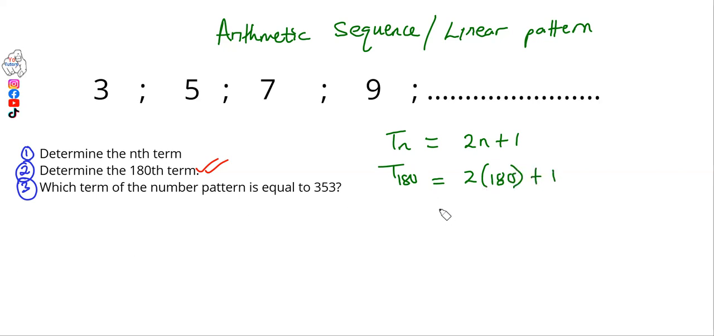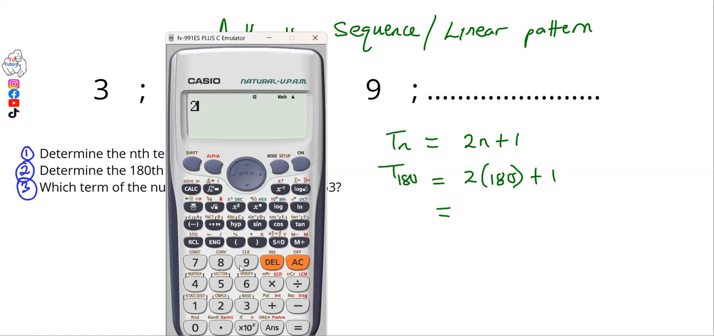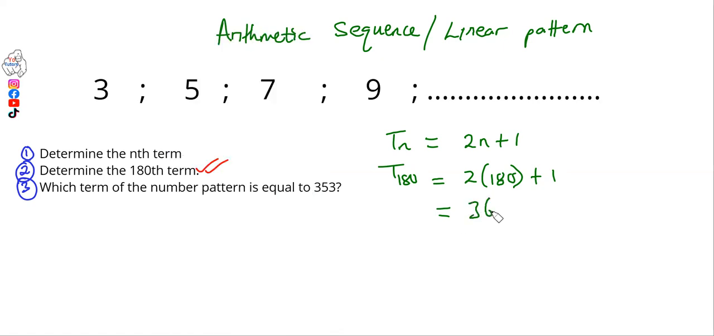180 plus 1. So what is 2 times 180 plus 1? Let's look at that. 2 times 180 plus 1, we get 361. So our answer there is 361, just like that.